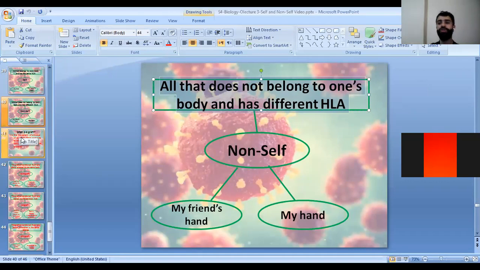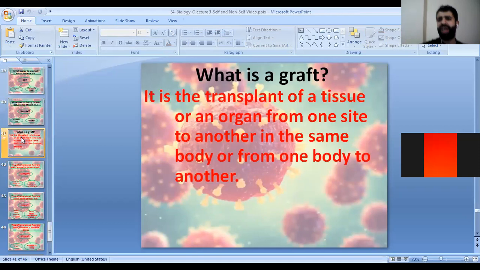Let's now move to the graft. What is a graft? Sometimes they say they transplanted a kidney, a pancreas, a liver. Organ transplantation is called grafting. So grafting is the transplant of a tissue or an organ from one side to another in the same body. For example, I burned my face. They want to have skin cells. From where did they get skin cells? Maybe they took skin cells from my thigh, from my leg, and then transplanted them onto my face. So this is from one side to another in the same body.